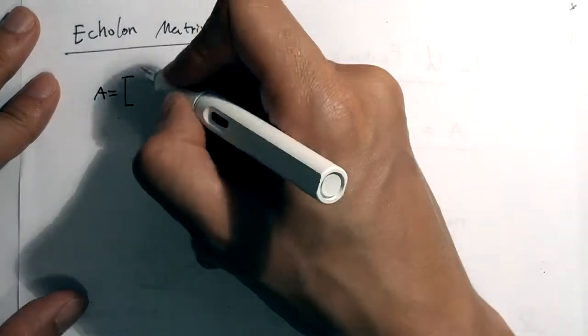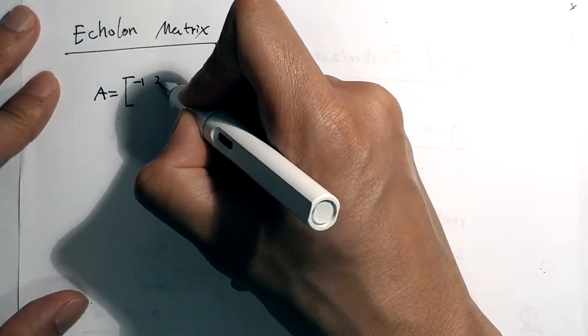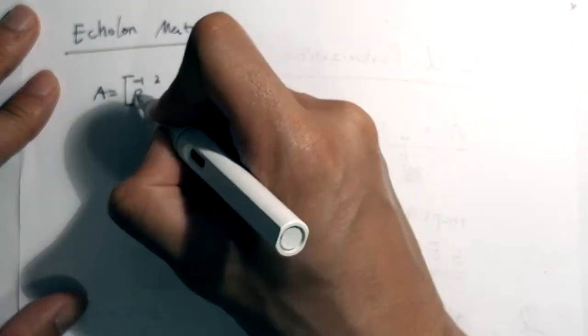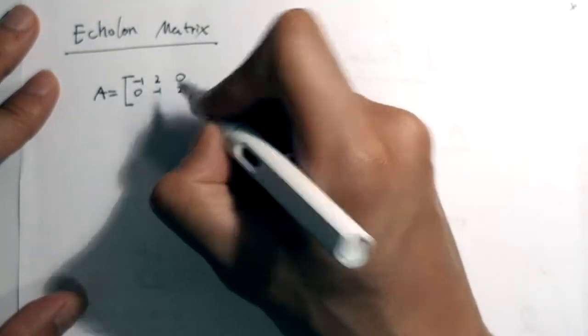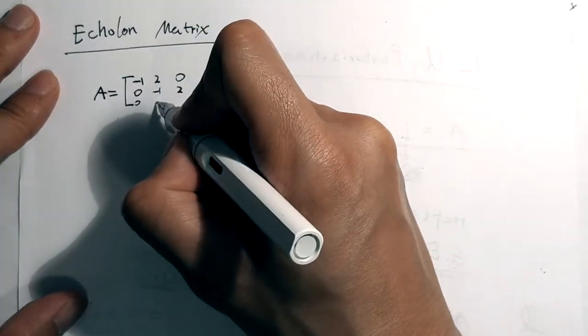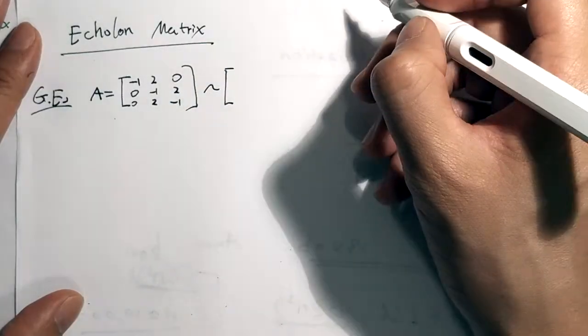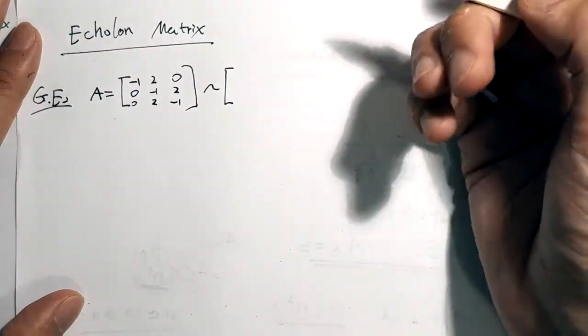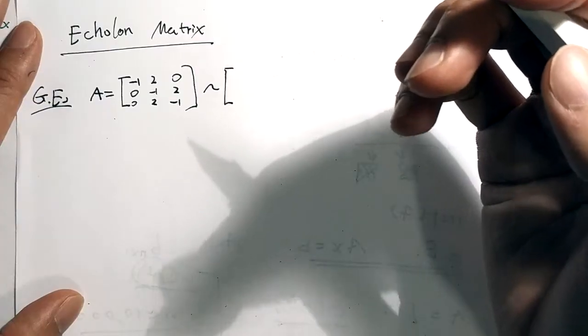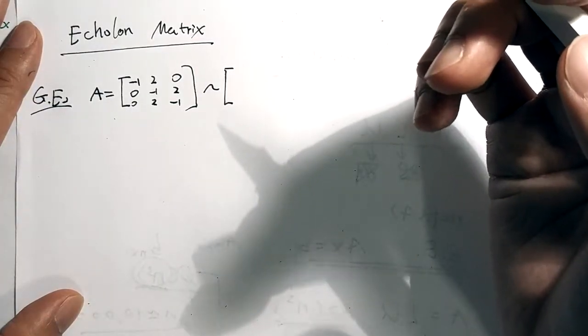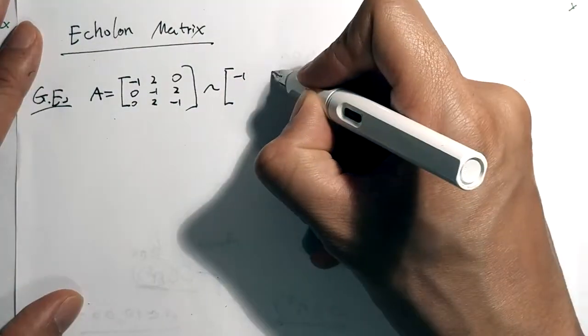So consider this system. We have -1, 2, and 0. 0, -1, 2. 0, 2, and -1. Apply some Gaussian elimination to make this an upper triangular matrix, which is the forward step of the Gaussian elimination. So we do this.